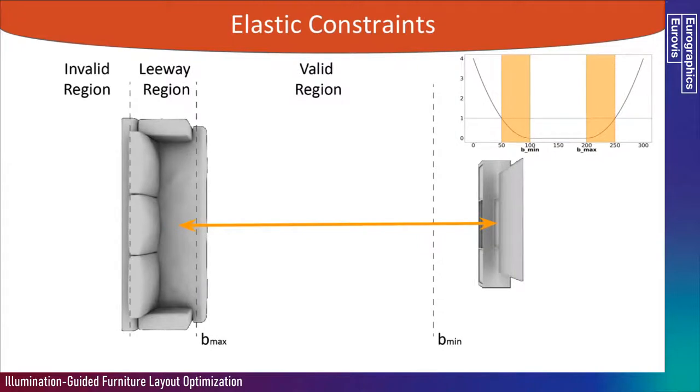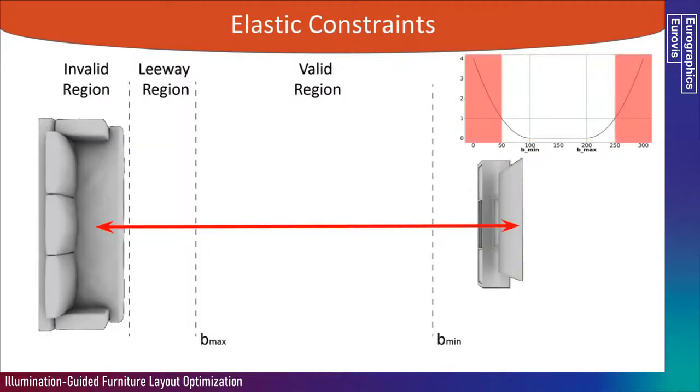This is a valid setup with added cost. This is an invalid setup that is rejected. Note that specifically for lighting constraints, there is no invalid region, since lighting goals could practically be unattainable under certain scenarios.